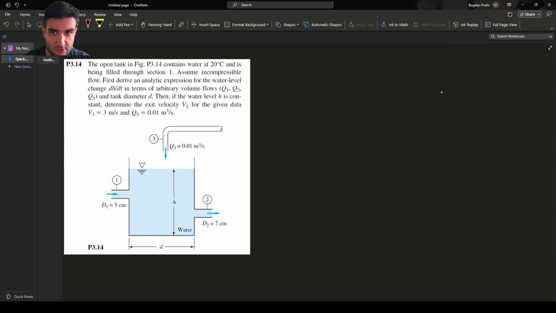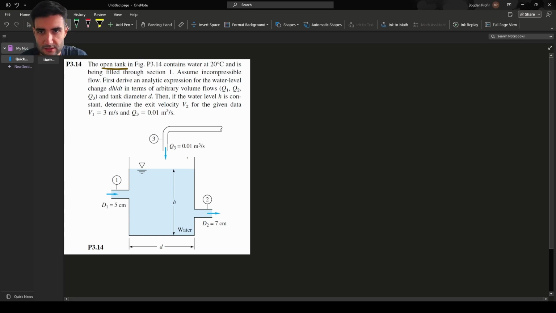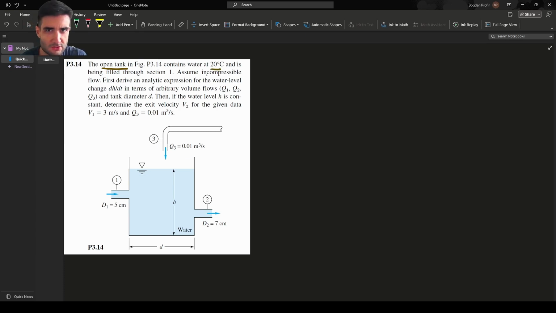So in this question, we're looking at basically a tank with a couple of inlets and outlets, and then the water level in the tank itself is also changing. So let's actually read the question first. We know that we have an open tank and the water is at 20 degrees Celsius, but we're not actually going to use this in any way, shape, or form.